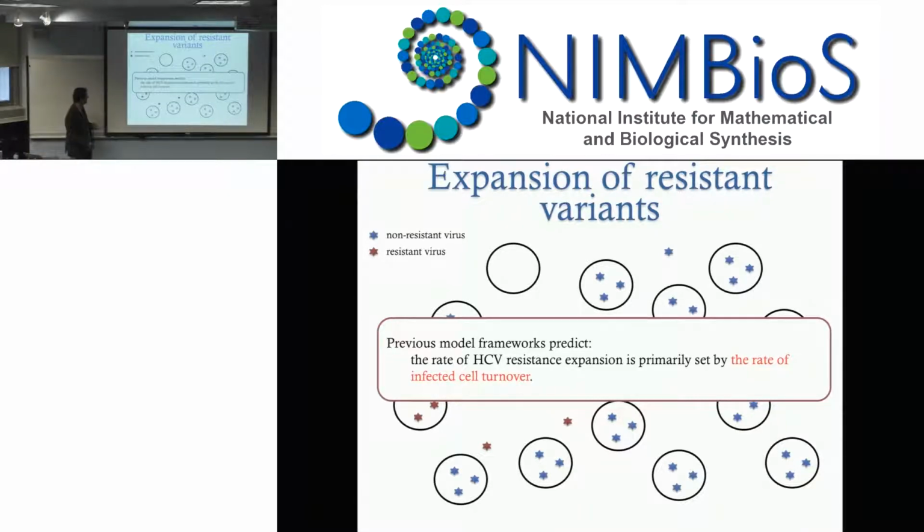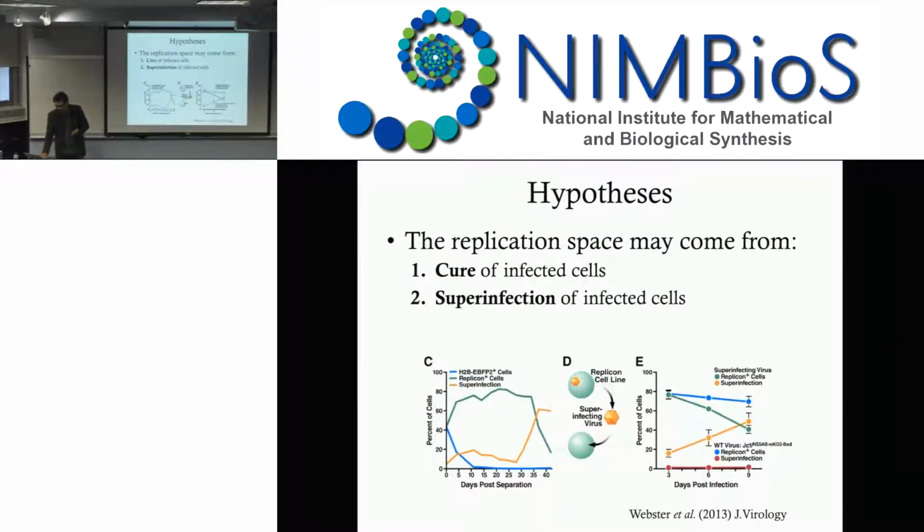So this is just to summarize what I've said. The rate of resistant expansion is primarily set by the rate of infected cell turnover. As I said, we already set the death rate of infected cells at a maximum level. We don't want to increase that number to get a better fit because it's biologically impossible. So we go back and ask what other biological mechanisms can help us interpret the data we have. Two of the candidates we realized is that one is a cure of infected cells.